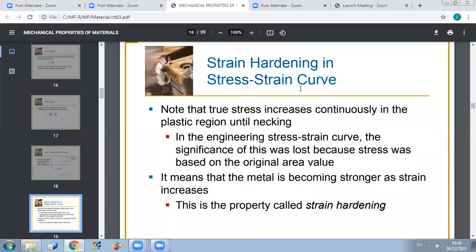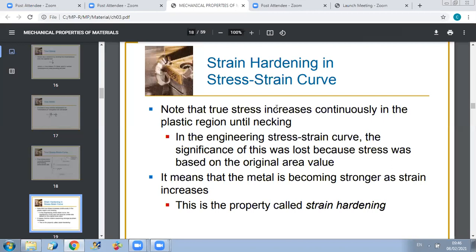Strain hardening and stress-strain curves. We note that true stress increases continuously in the plastic region until necking, which is the same behavior as in the engineering curve. In the engineering stress-strain curve, the significance of this was lost because stress was based on the original area value. What do they mean by this? They mean that the engineering curve is not really the stress.